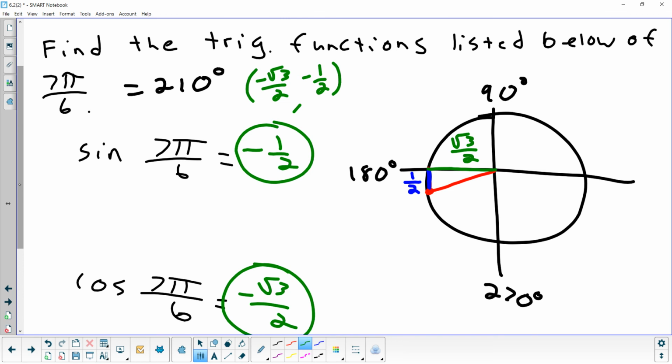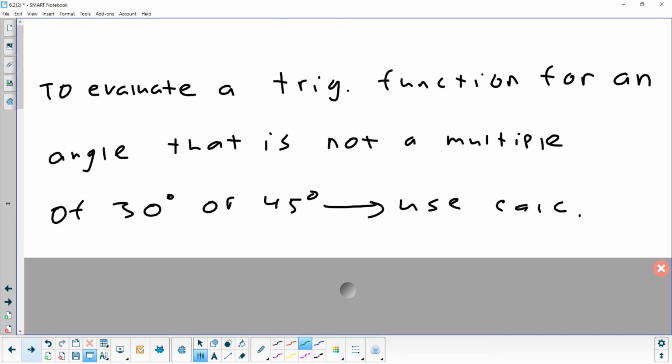All right, we'll do the last thing, which is super easy. If I ask you about a trig function that's not a multiple of 30 or 45, you're not going to be able to do it with what I taught you about the circle. You're going to have to use a calculator. So this part is just, how do you type it in on the calculator?